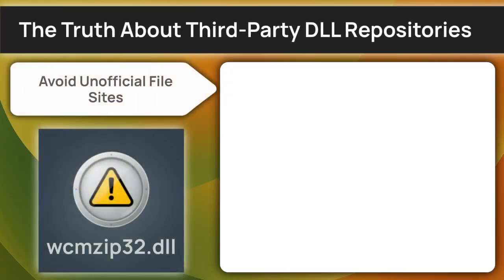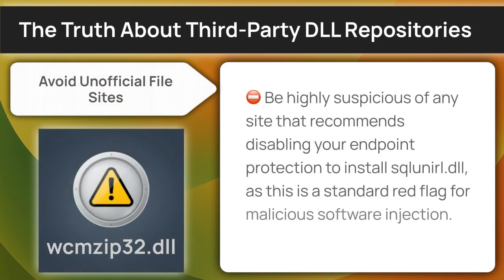To prevent any secondary issues, I recommend a cautious approach to downloading individual system files. I strongly advise you to prioritize system safety by avoiding manual swaps of wcmzip32. Third-party DLL sites are a primary vector for hackers to inject ransomware directly into your operating system's core.